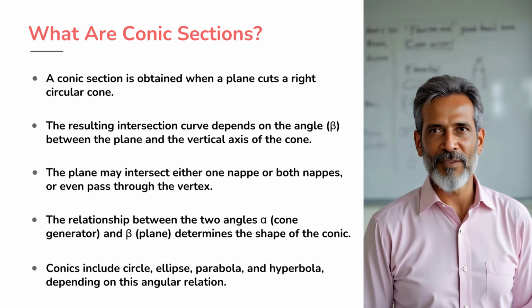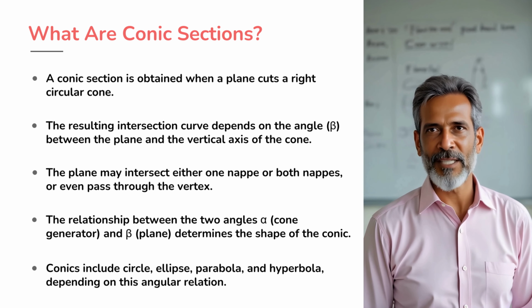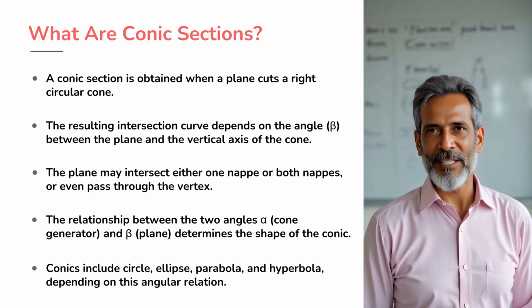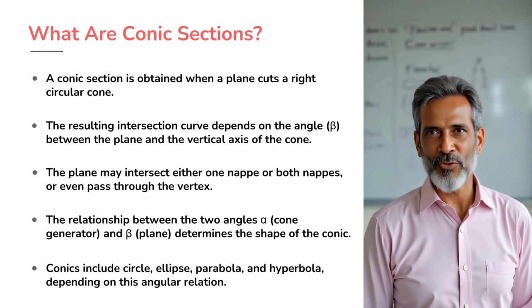Now let's bring in a flat sheet, a plane. When this plane cuts the cone, the curve of intersection is what we call a conic section. The secret lies in how this plane is tilted. Let's say the angle between the plane and the cone's vertical axis is beta. Depending on whether beta is smaller, equal to, or greater than alpha, we'll get a completely different type of curve.